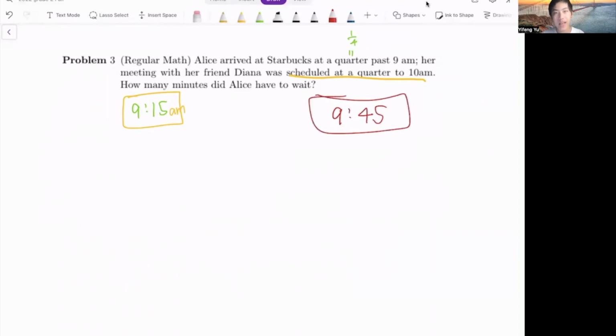So how many minutes did Alice have to wait? We just subtract these two. You have to wait 30 minutes, because if you add 30 to 9:15, that gives you 9:45. So Alice had to wait 30 minutes.